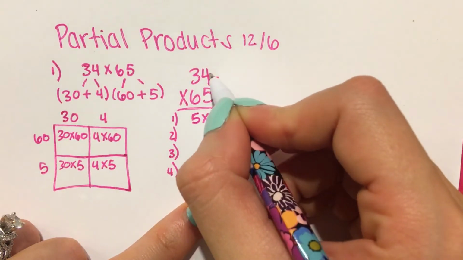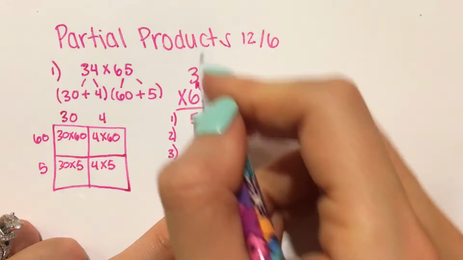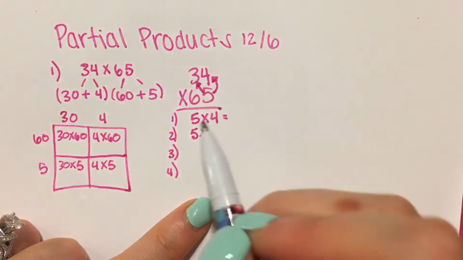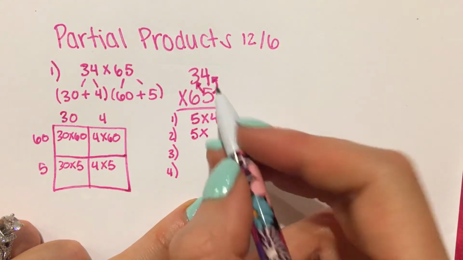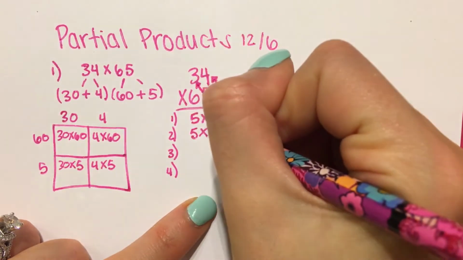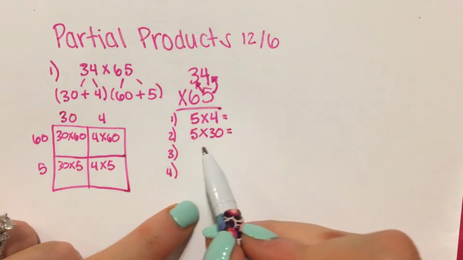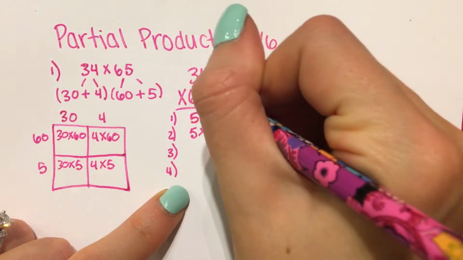If you're done with your 1s, move on to your 10s. I have 5 times... You know what that is? 30. Remember, it's not a 3 because it's in my 10s. That is 30. So it's 5 times 30. Put your equal sign and move on. When you're done with your ones, then you can move on to your tens.